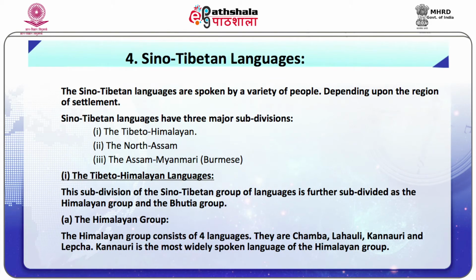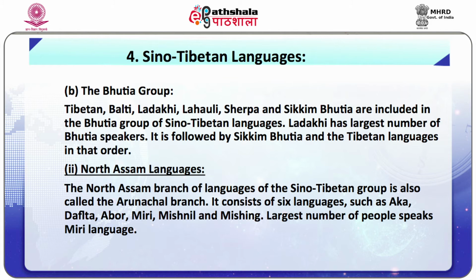Now the fourth and the last family is the Sino-Tibetan family. This can be grouped into 3 main branches: the Tibeto-Himalayan, North Assam and Assam-Myanmari or Burmese. When we speak of the Tibeto-Himalayan languages, this is a branch of the Sino-Tibetan family, as I already stated, which can be divided into the Himalayan and the Bhutia group. The Himalayan group consists of Chamba, Lahuli, Kinnauri, Lepcha, and in this, Kinnauri is the most widely spoken language. And if we talk of the Bhutia group, we have Lahuli, Sherpa, Tibetan, Ladakhi and Sikkim Bhutia.